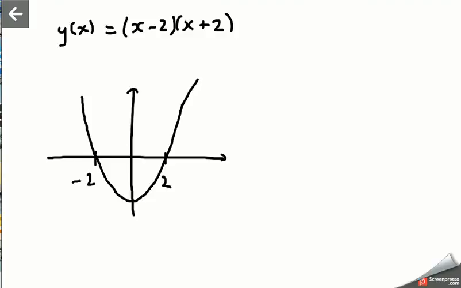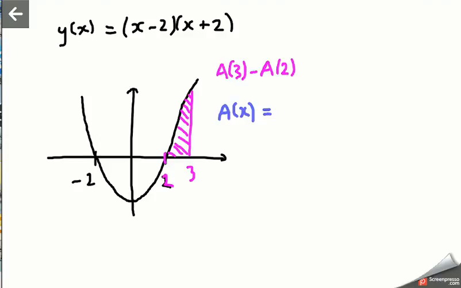Okay, now suppose I want to calculate the area under that curve from x equals 2 to x equals 3. So this pink area. Well, we know from the fundamental theorem of calculus that the way to do that is to actually calculate A of 3 and then subtract A of 2, where of course A of x is the antiderivative or area function of y of x.